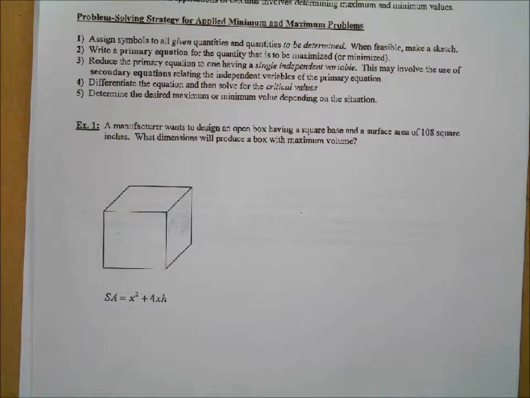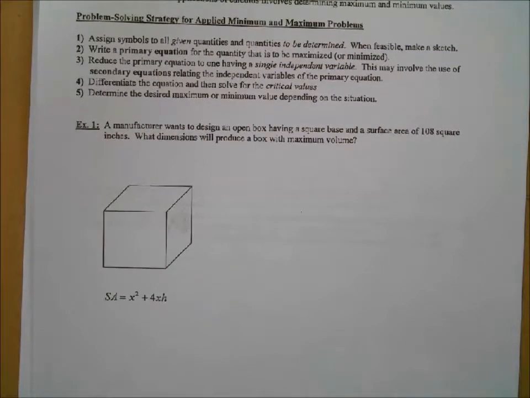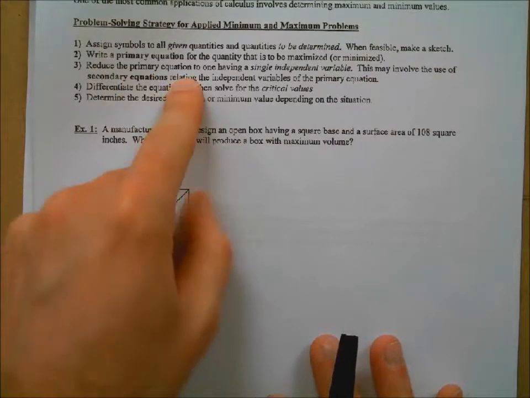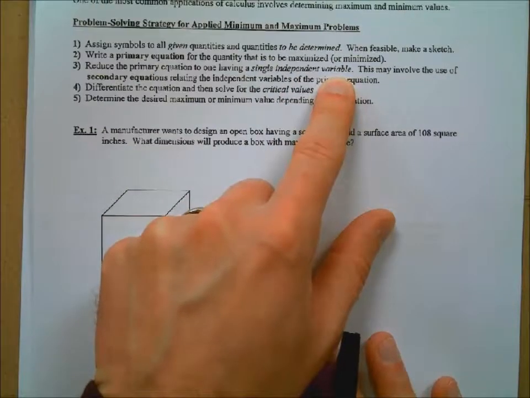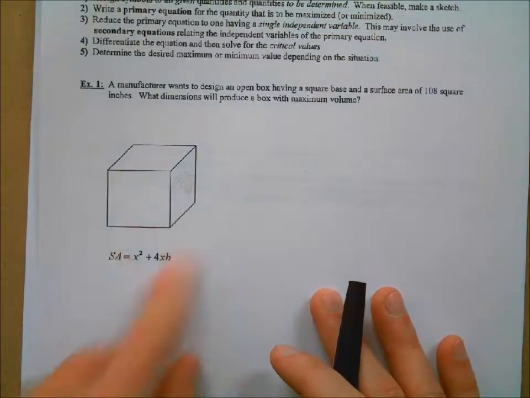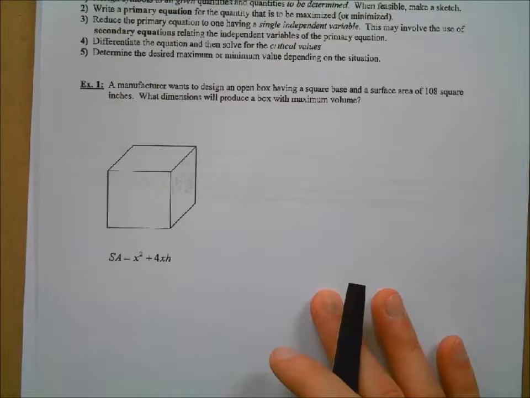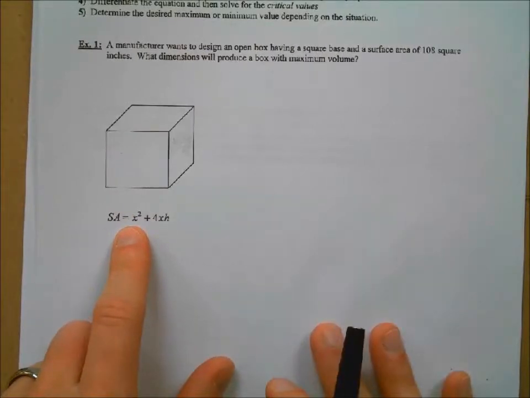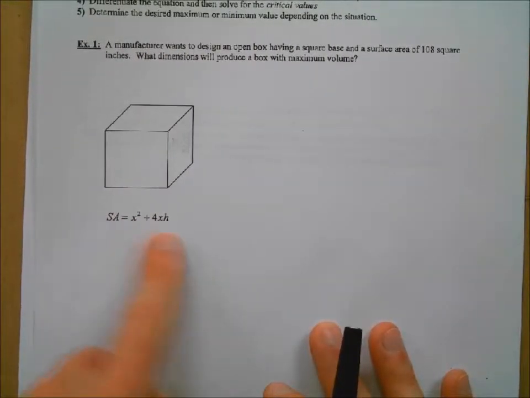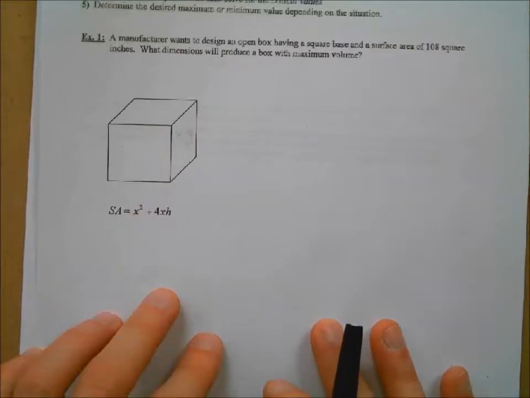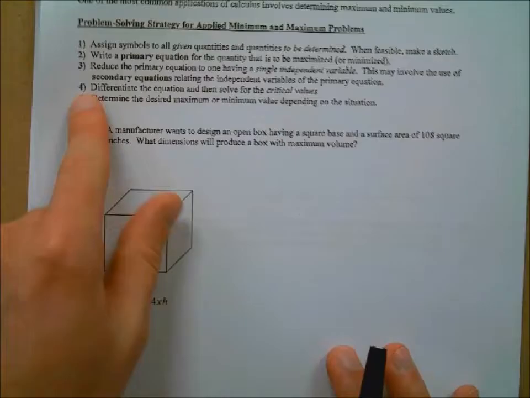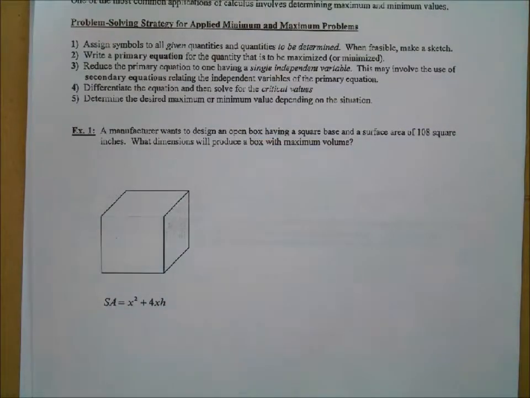That's our primary equation. At times, because that primary equation may have more than one variable, we want to reduce the primary equation, rewrite it so that it only has a single independent variable. So for example here, you can see the surface area formula. This is not what we're trying to minimize, but if you look at the surface area formula, it's got x and h in it, so if we were trying to maximize or minimize surface area, we'd want to rewrite this only in terms of x or only in terms of h. So how do we do that? Well, it may involve the use of a secondary equation that relates those independent variables of the primary equation.